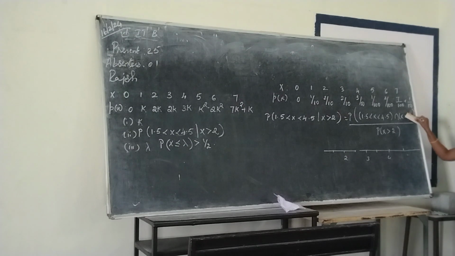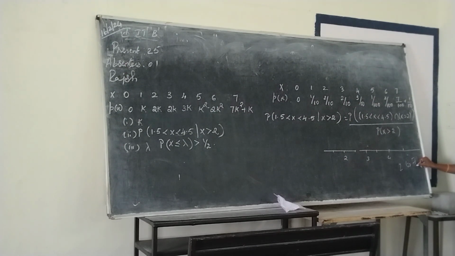What is the next condition given? X greater than 2. Only the positive values from 2 to 7. So for the second case, what are the positive values? 2 to 7. Now we have to get the intersection of both. How many values will be there in the intersection?